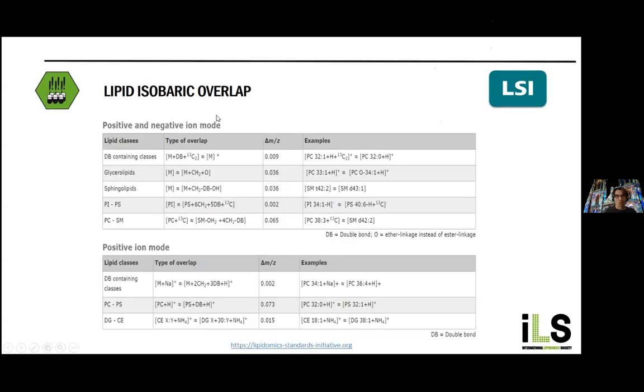And we have also a list of typical isobaric overlaps. I mentioned already the type 2 overlap. There are also others, for instance, in positive ion mode, which I will discuss tomorrow. If you have sodiated and protonated adducts, you have a very small isobaric difference, which could interfere with your spectra.